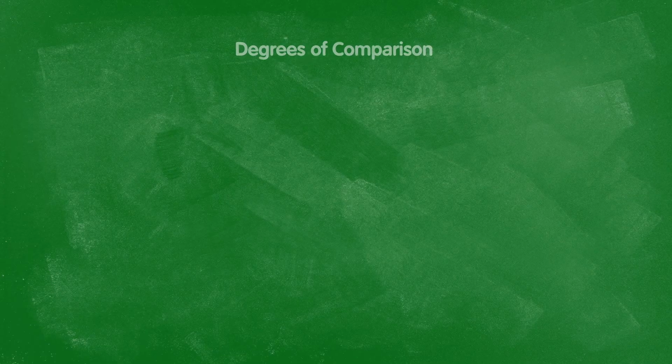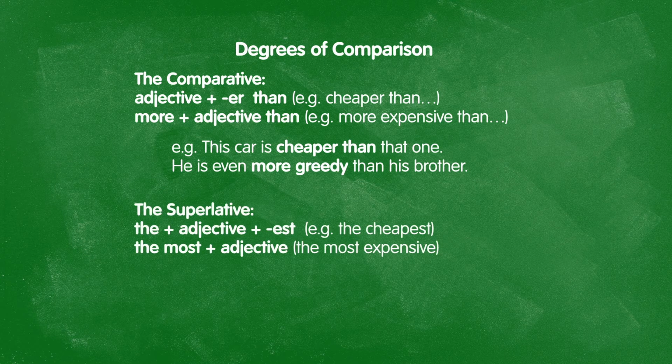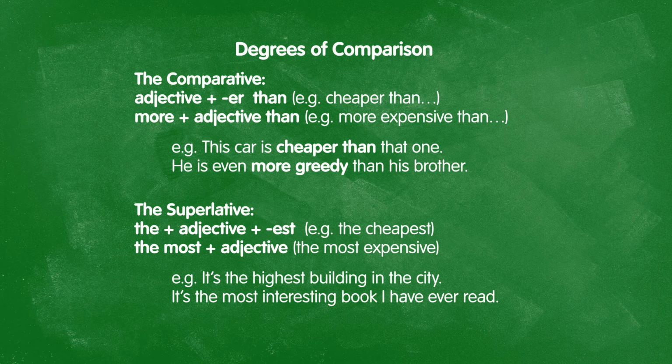And the comparative degree is formed by using an adjective with the -er ending and "than," or by using the structure "more" than with an adjective. However, if we want to say that something is different to the highest degree over any other thing, then we use what is called the superlative degree in English. And the superlative is formed by the adjective with an -est ending, or by saying "the most" with an adjective.